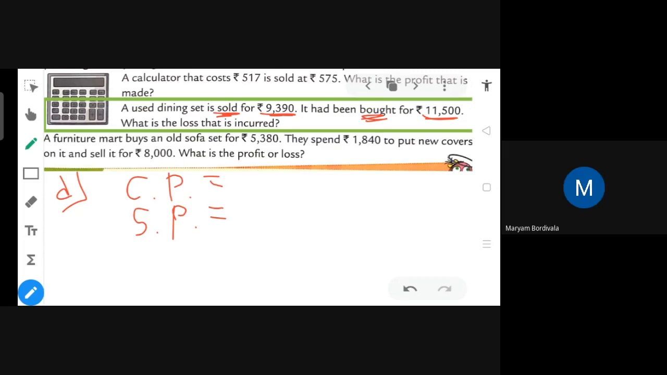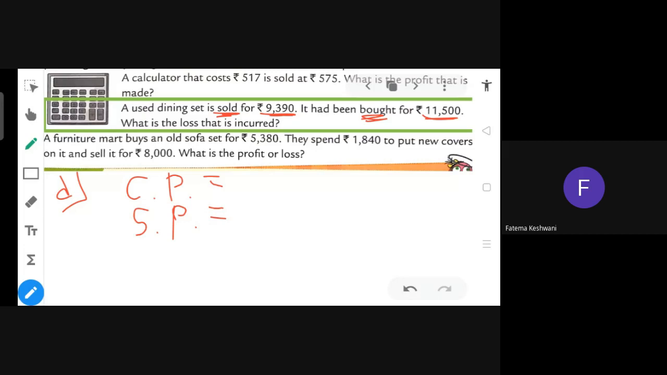Ma'am, can I say? Yes. Cost price is 11,500 and selling price is 9,390. Okay, so two girls give the same answer. What about the other one? Okay, say. Cost price is 11,500 and selling price is 9,390. Okay, so three of your answers are right.